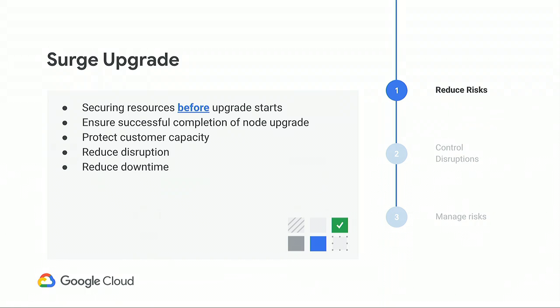What that gives you is a few things. One, it allows us to secure resources before we even start upgrades, because we create that node before we take the old one down. The second thing is we ensure successful completion of the node upgrade. We protect your customer, your capacity. So at any given point of time, you have the number of nodes you expect to have even during upgrades. And that in turn reduces disruption and reduces downtime.